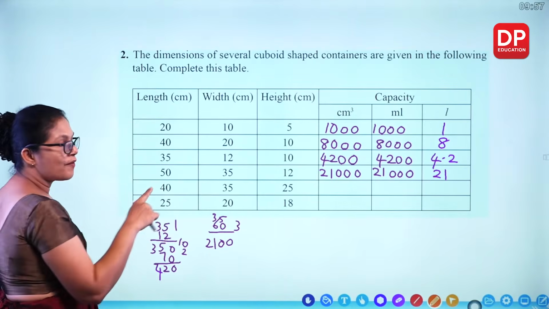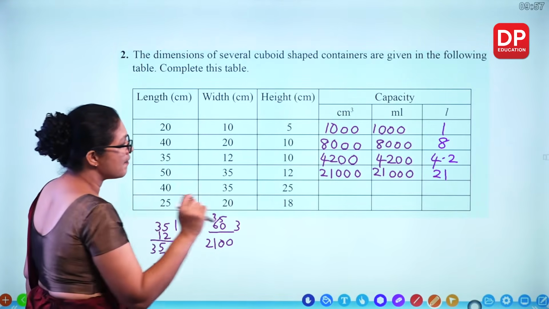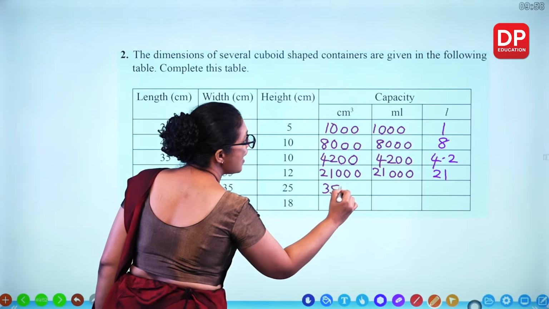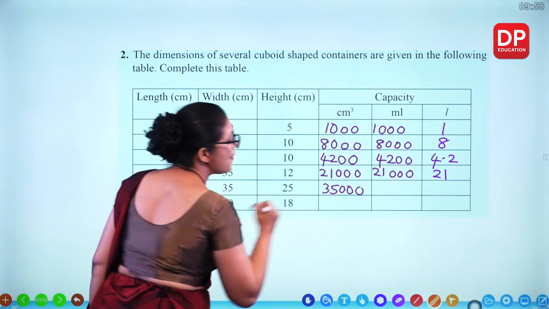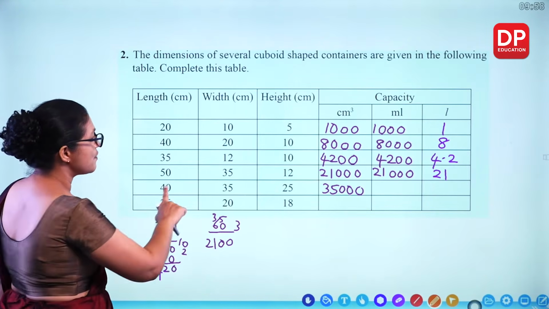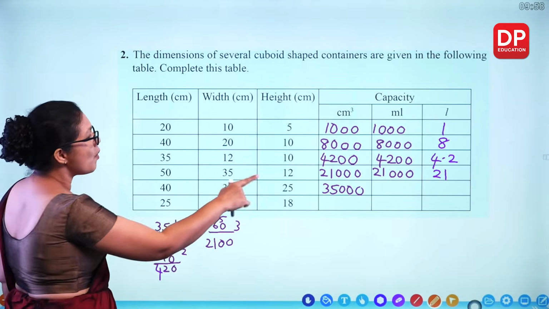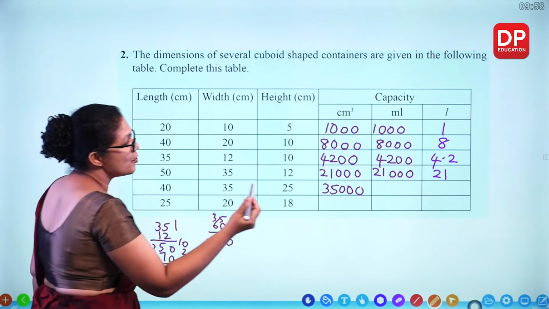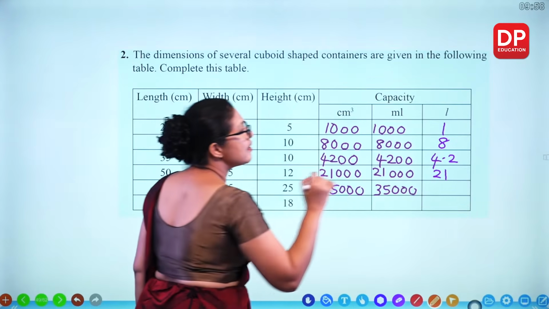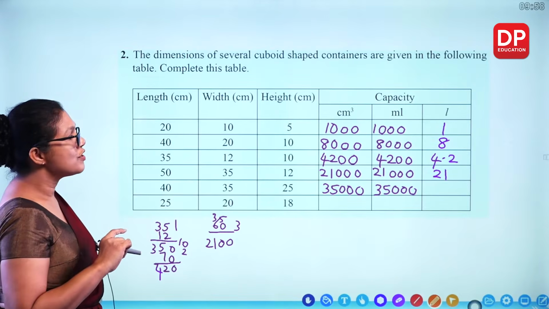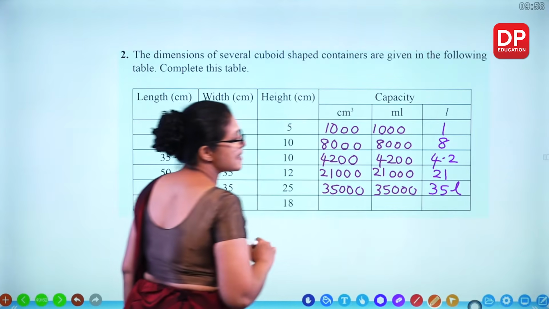25 times 4, that's 100. 100 and then multiply by 35. You get 35 and 2 zeros. And can you see another 0 there? So you have to multiply by another 0. So what's the final one? 35,000 cubic centimeters. Then what's the milliliter value? So you can write down the same thing. Then what's the conversion for liters? You need to divide by 1000. Divide by 1000, you get 35 liters.